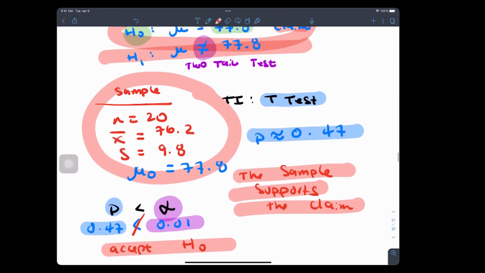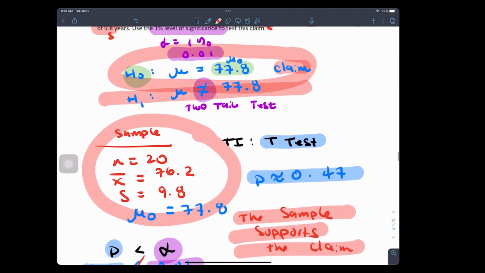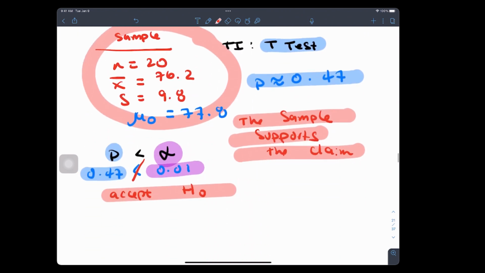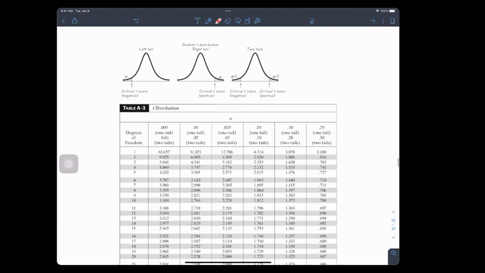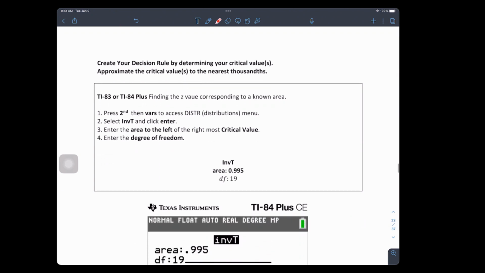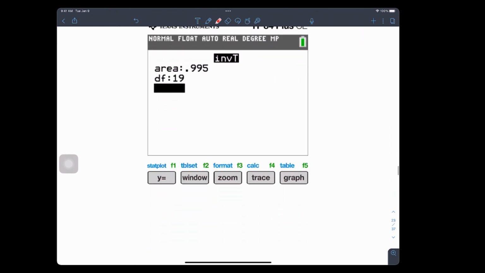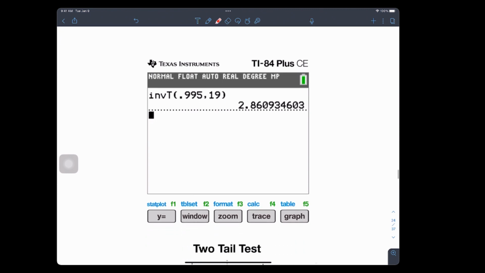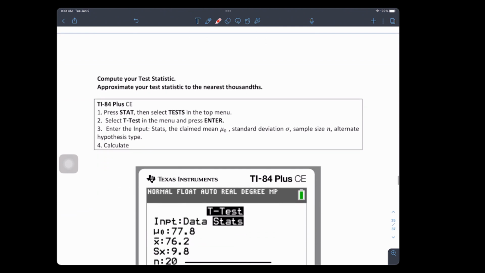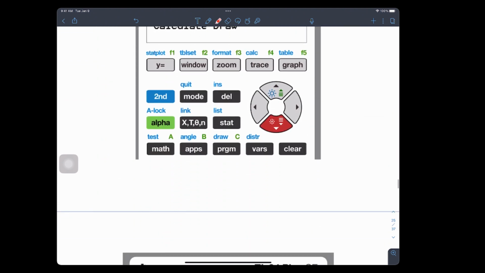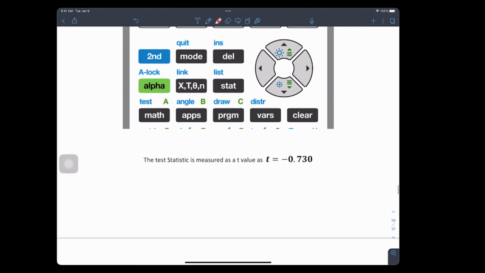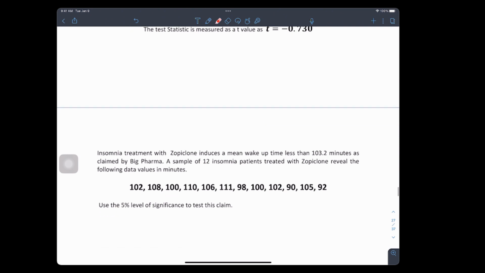So, ladies and gentlemen, the sample supports the claim, and the claim is that the mean age is 77.8. If you want to see the traditional method, here's your table for alpha. This gives you your critical values, and it's a two-tailed test. This tells you how to get your test statistic, and the test statistic in this case is going to be negative 0.73. And that's what we got.